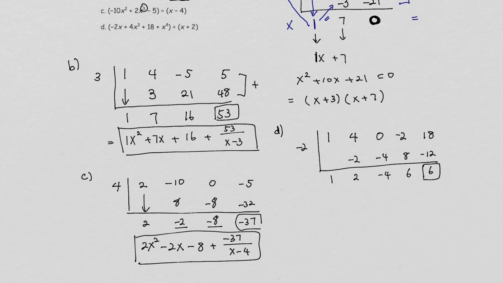And we started with what exponent? Fourth, right? So your solution will start with cube. 1 cube, where you don't need to write down 1 in front, plus 2x squared minus 4x plus 6 with a remainder of 6 over x plus 2. So that will be the solution for that polynomial synthetic division.